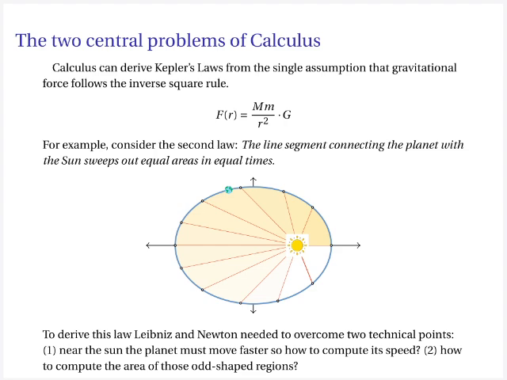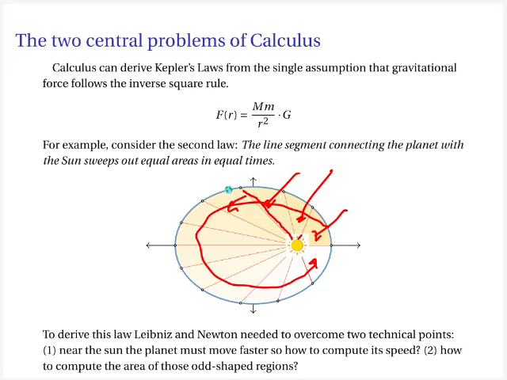For example, if you consider the second law, the line segment connecting the planet with the sun sweeps out equal areas in equal times. I took the motion of the planet there, and I marked it off into 1 month, 2 months, 3 months, like that. You see the planet. You draw a line connecting the planet to the sun, and that line sweeps out an area in a month.